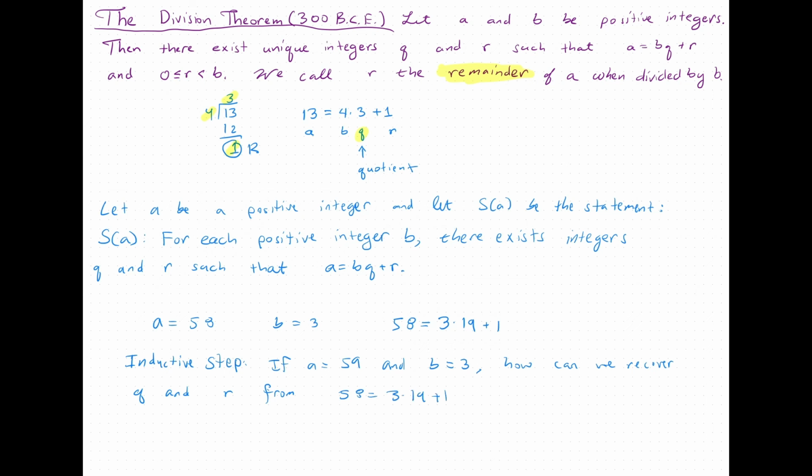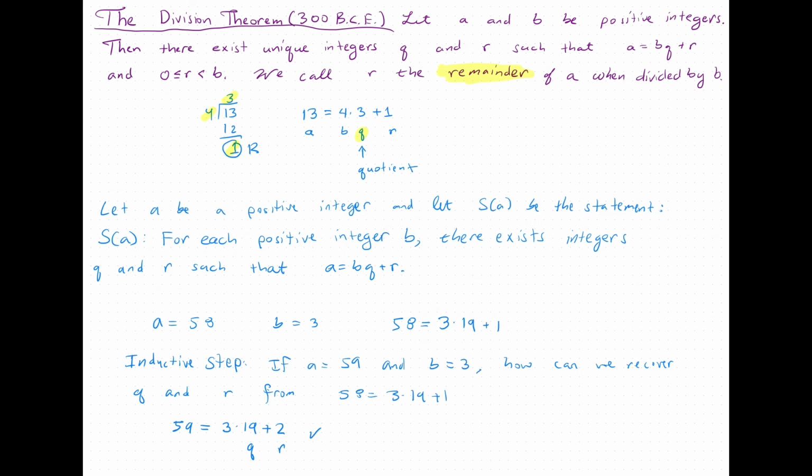And so here's the idea. We add 1 to both sides. And so now we have 59 is equal to 3 times 19 plus 2. And in this case, we are done because we have B. Our Q is now 19, our R is 2, and in this case, there is no problem. So we are done. But notice that we have two cases. It's not always going to go this way.